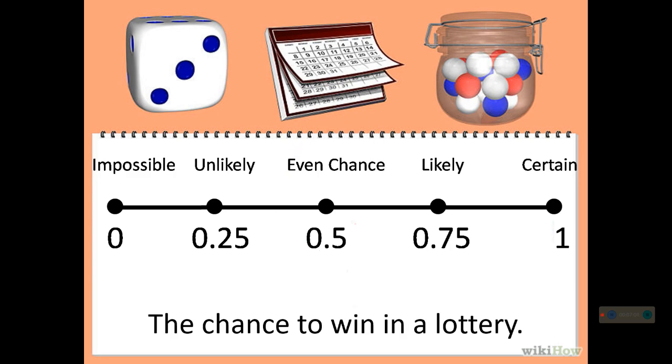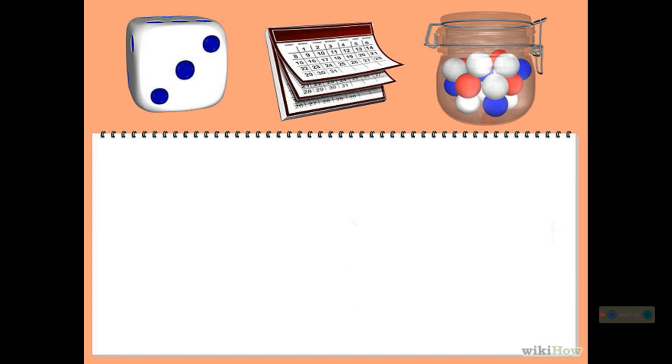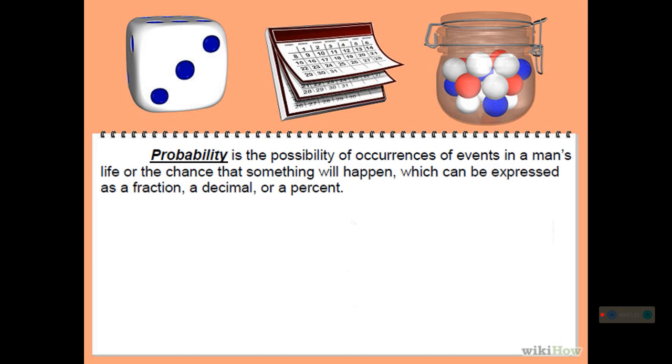Next, the chance to win in a lottery is unlikely, because you have a very little chance to win in a lottery. So again, those are all about the probability.